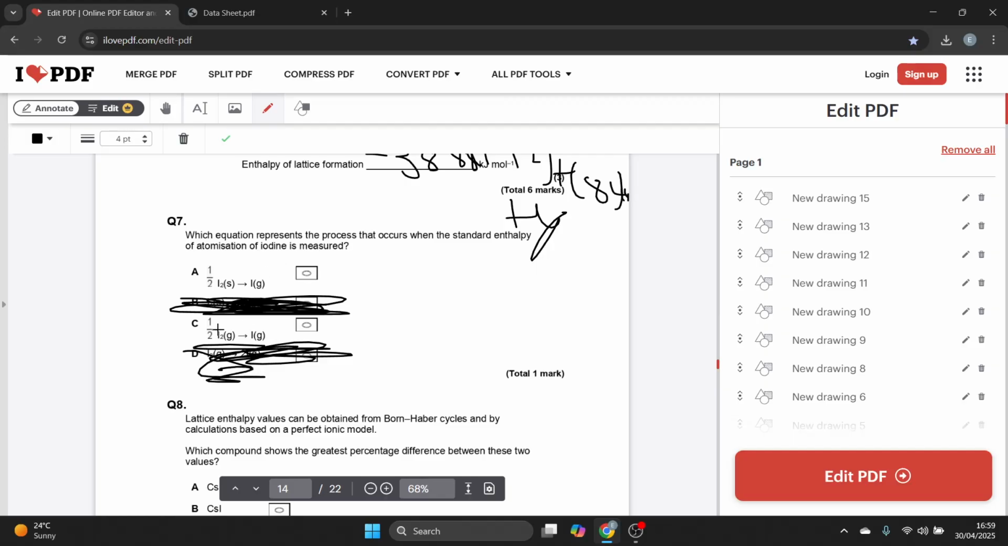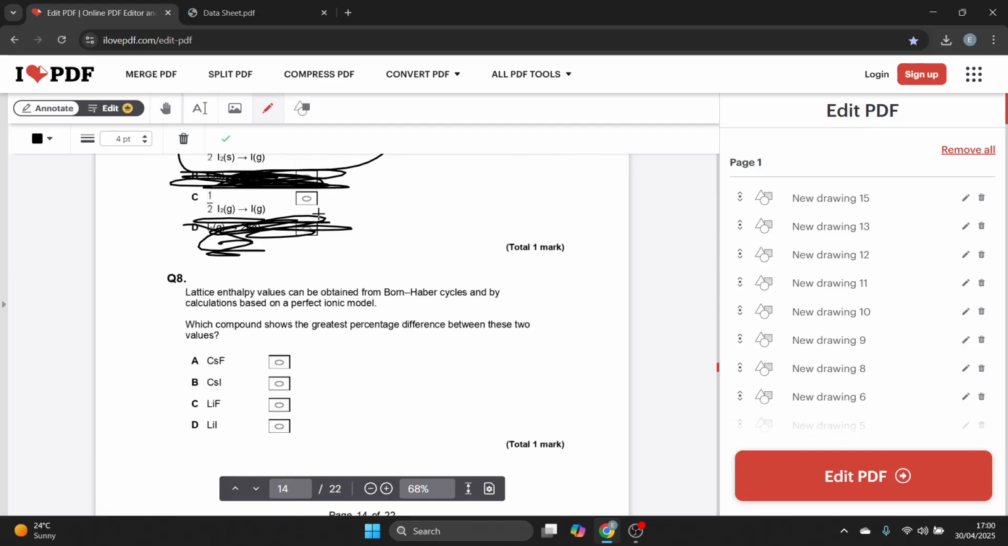Well, A says going from gaseous to gaseous. Iodine is gaseous. And then A is saying from iodine solid. Well, therefore, yeah, it is going to be A. So just by using logic, you can solve that. Obviously, you do need to know some knowledge, but yeah.